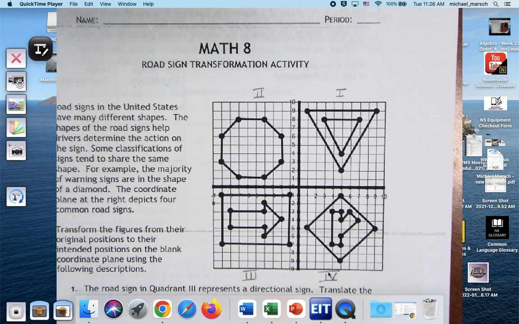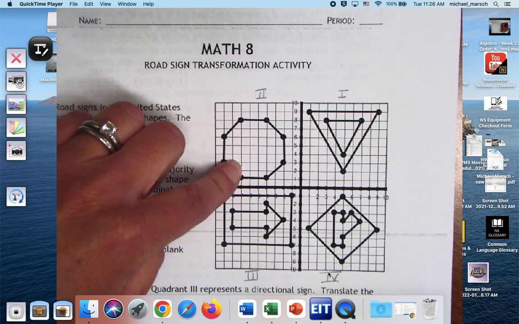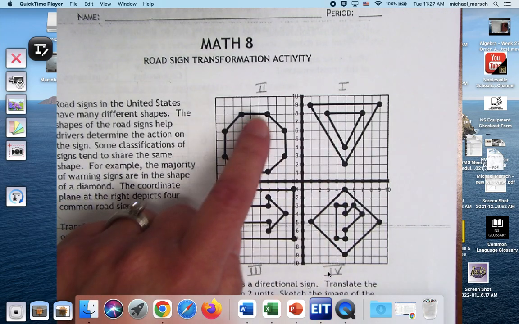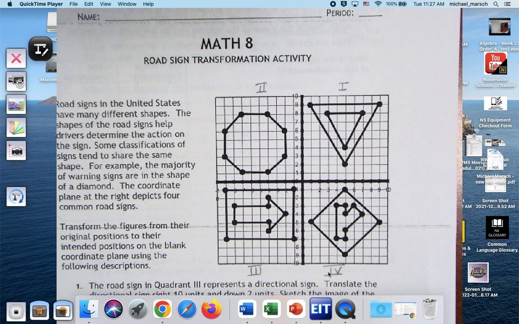Right? So it's starting in quadrant 2. You're going to reflect it over the y-axis. So we're going to write down all of our ordered pairs. And then we're going to do the algebraic transformation, which we just decided was (-x, y), which is also on the pink cheat sheet. Use your paper then.